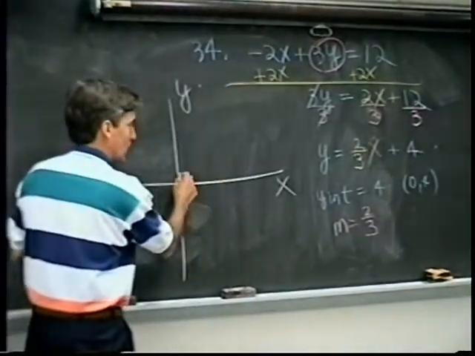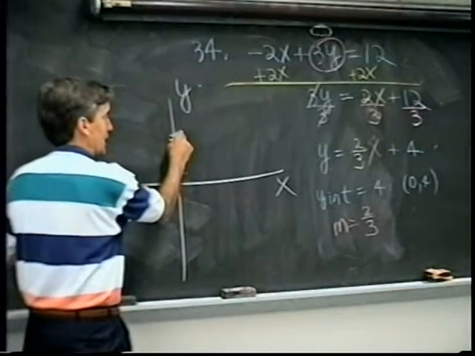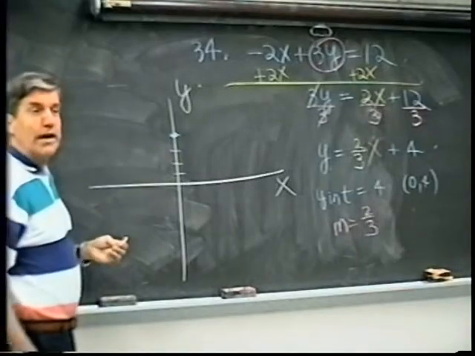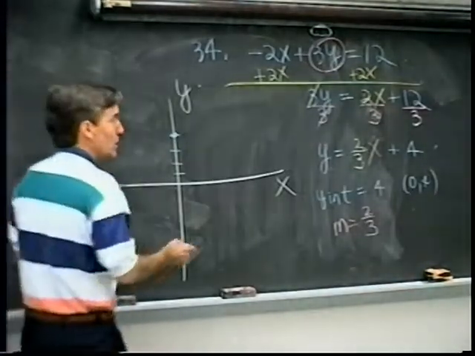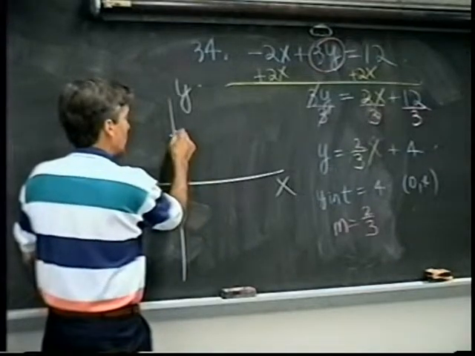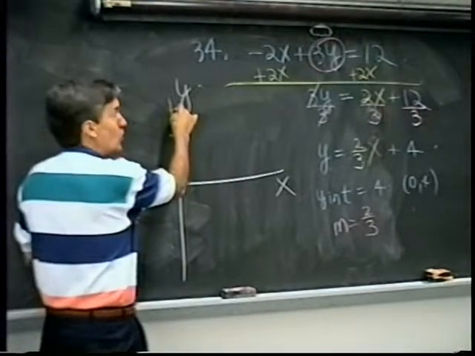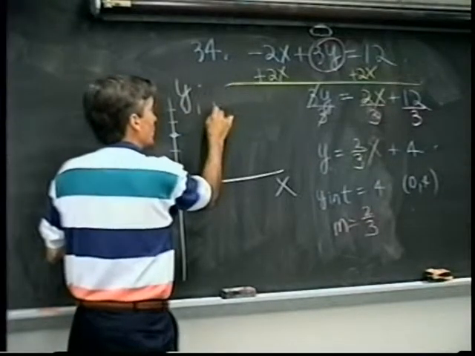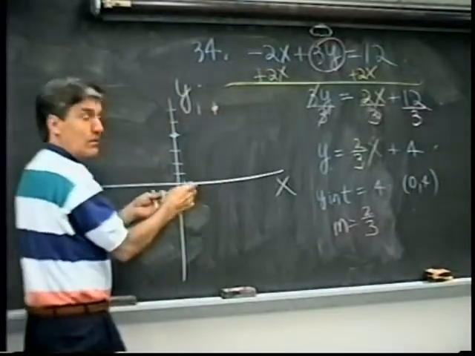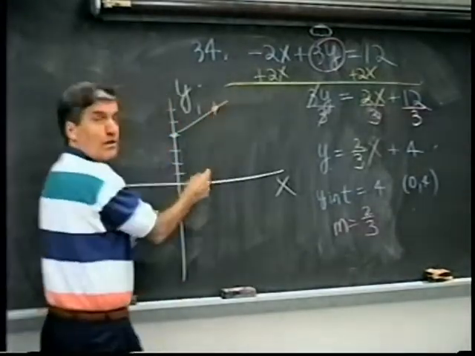4. Okay, so we'll have to go up 4 units. 1, 2, 3, 4. Like that. And then what do we do to graph the slope? All right, we're going to rise 2, that means go up 2, and run 3. 1, 2, 3. And that will be the next point, won't it? And then draw the line between those 2 points.